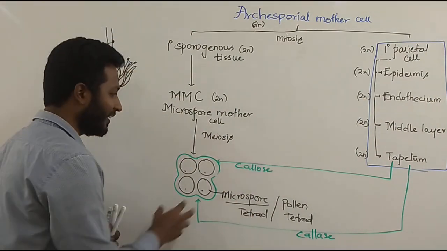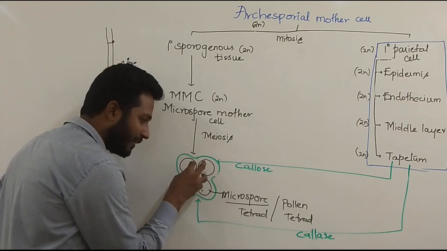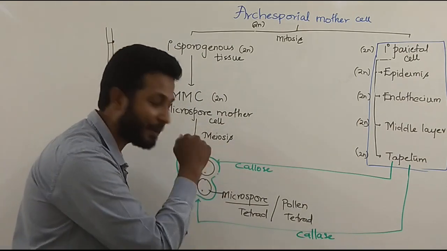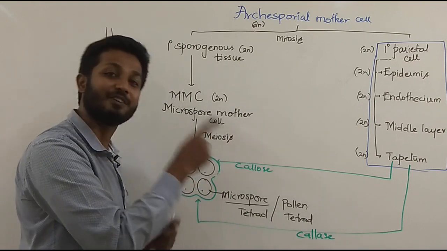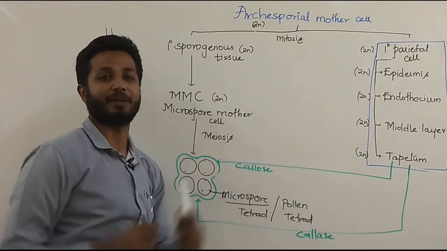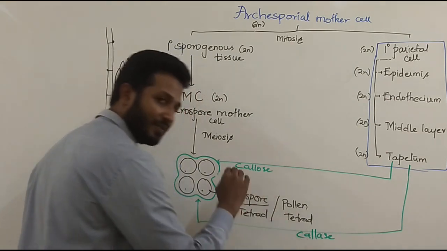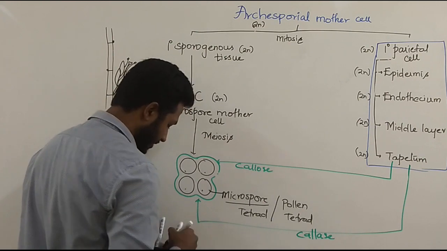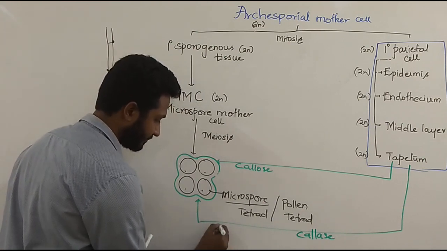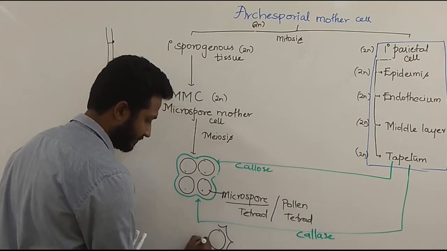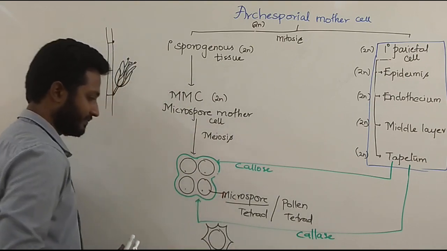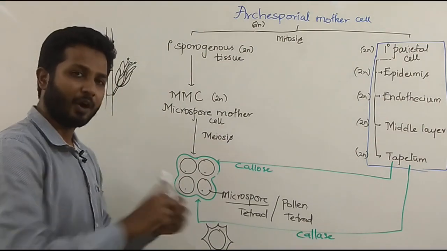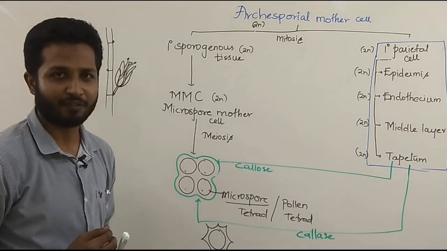So here callose kept all the 4 microspores of the tetrad together, but the same tapetum will produce an enzyme which will make sure that all the 4 cells get separated. So callase will separate them. Once they get separated, each cell is going to develop into a pollen grain. Now we talk about the characteristic features of a pollen grain.